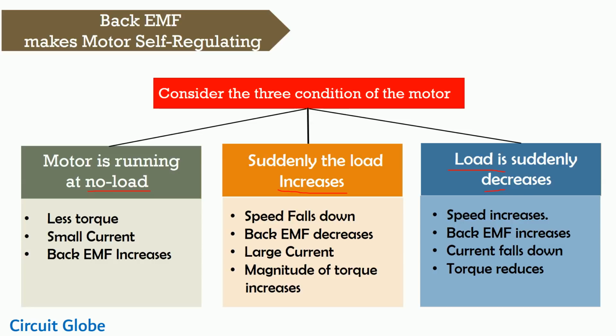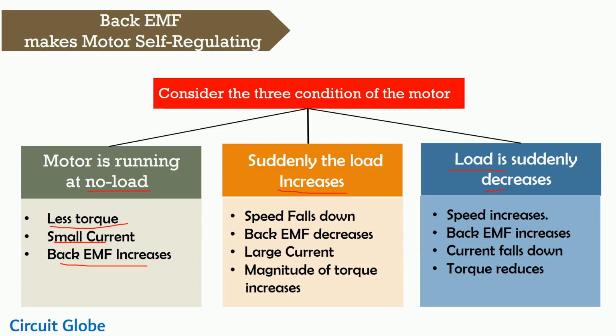If the motor is running at no load, that means the motor requires very little torque. Okay, and torque is directly proportional to the armature current. If the value of the torque is less, that means a very small amount of current is induced in the conductor. As I explained, the armature current is inversely proportional to the back EMF induced in the conductor. So if the value of armature current is less, that means the magnitude of the EMF induced in the conductor is very high. Okay. So we can say that at no load condition, the value of the back EMF is nearly equal to the supply voltage.